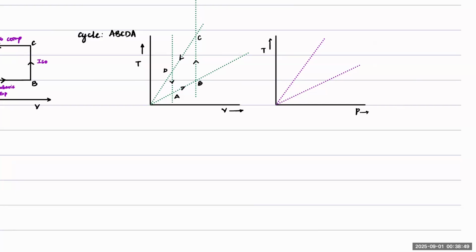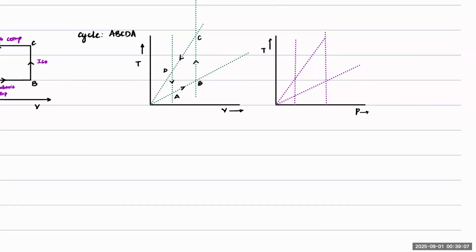So first write these two lines and then let us write two more lines which are pressure based, correct? So the constant pressure based lines will be one line here. Let's say one line I have written here like this. Okay.